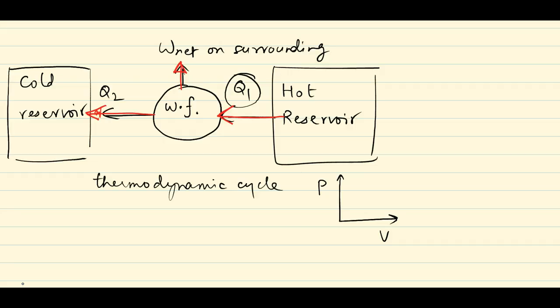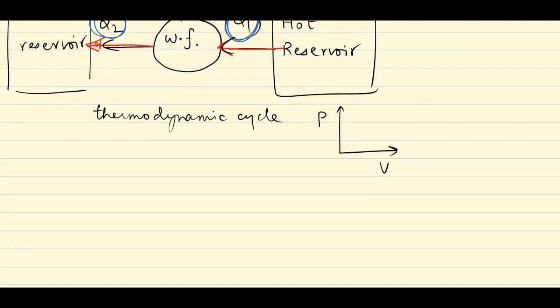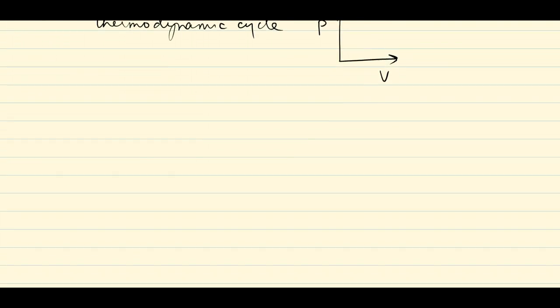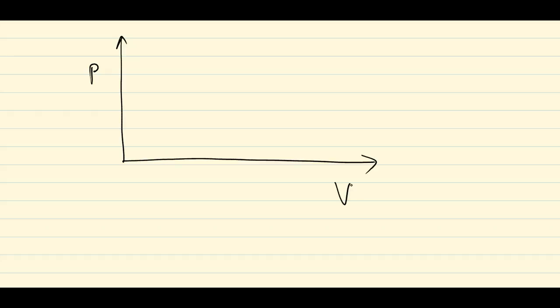Now the next question which may arise is, where do these quantities Q1 and Q2 and W net appear in the PV diagram which we plot for the heat engine? To answer this question, I will just plot a hypothetical PV diagram for some heat engine. So let's plot P on this axis and V on this axis, and maybe there is a hypothetical heat engine which operates according to this particular cycle.